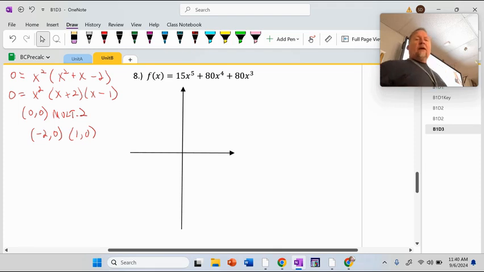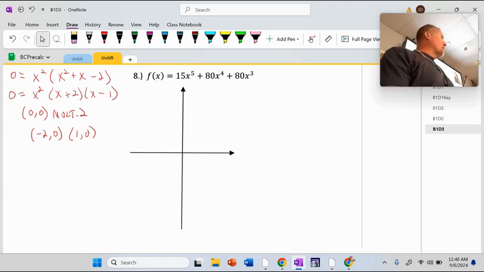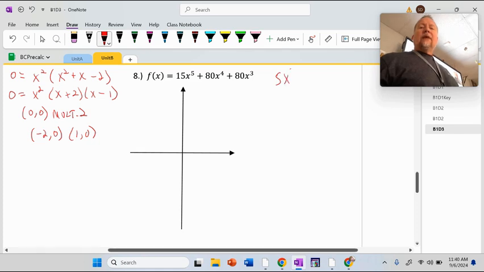Okay, same thing. 15, 80, and 80. What goes into all three of those? Is it just 5? Yeah, 15 doesn't. So 5, not 3. So 5. And then it's x cubed. Now we've got a triple. We've got a triple 0. And then this is 5x squared.